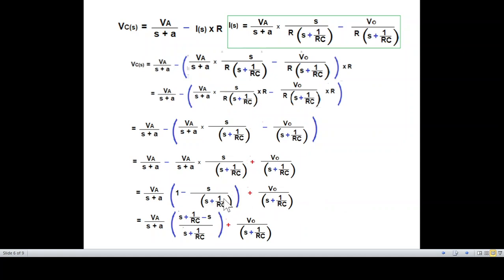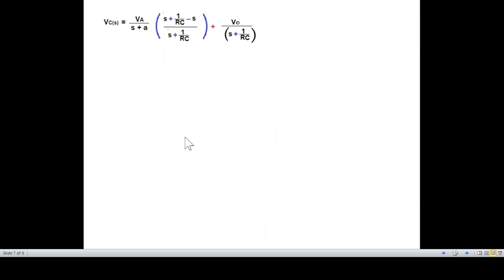And from here, we take the denominators. So on the top, it will be S plus 1 over RC for 1 minus S. This remains unchanged. Now here, we can cancel S and S. Now the numerator will be 1 over RC, and S plus 1 over RC, and the second term remains the same.